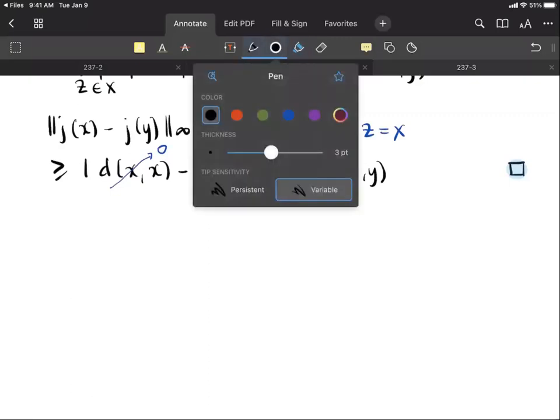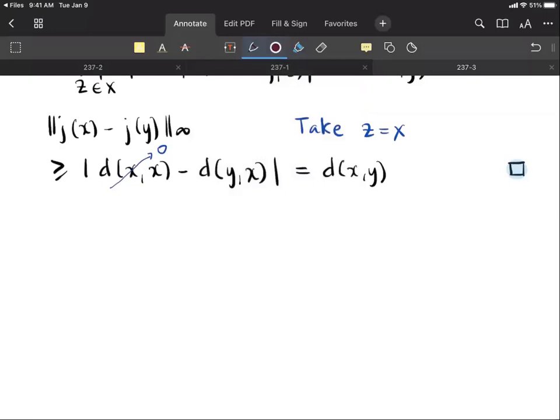The next class of functions would be the space of continuous functions.